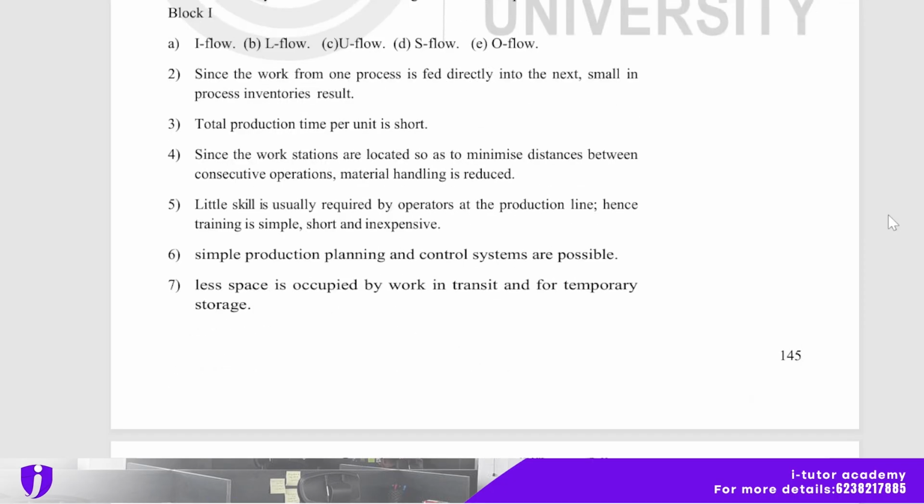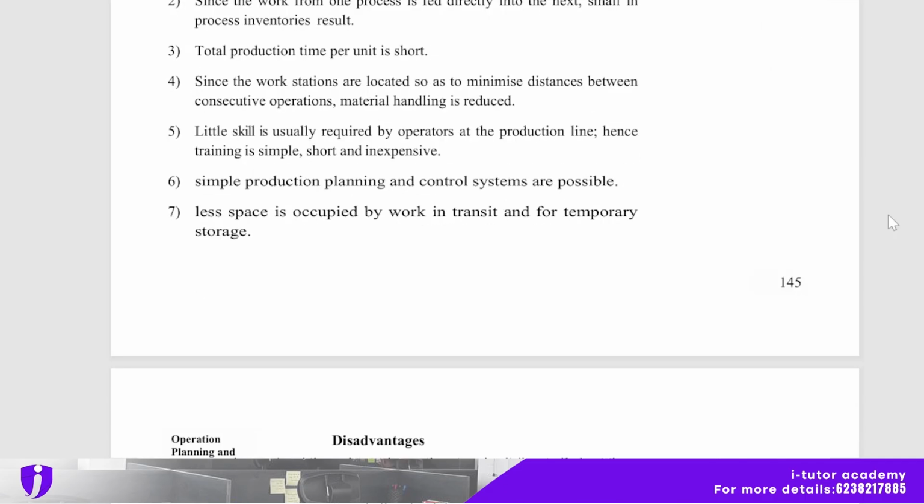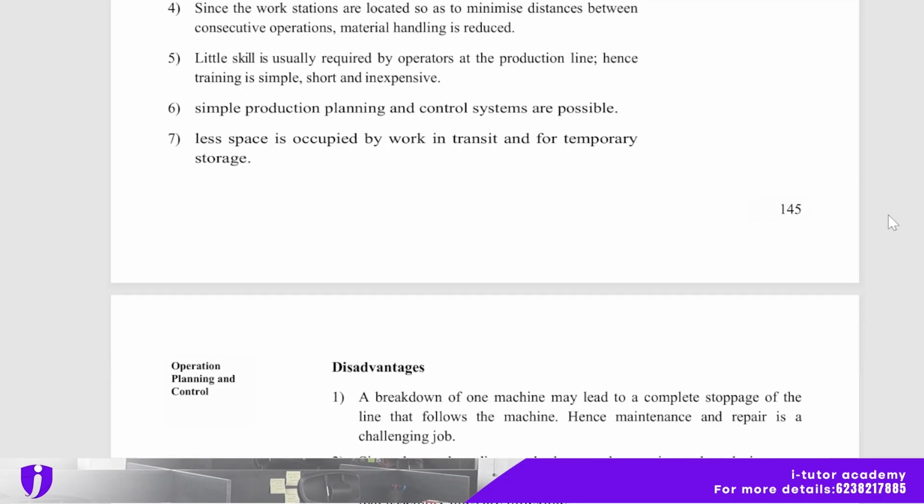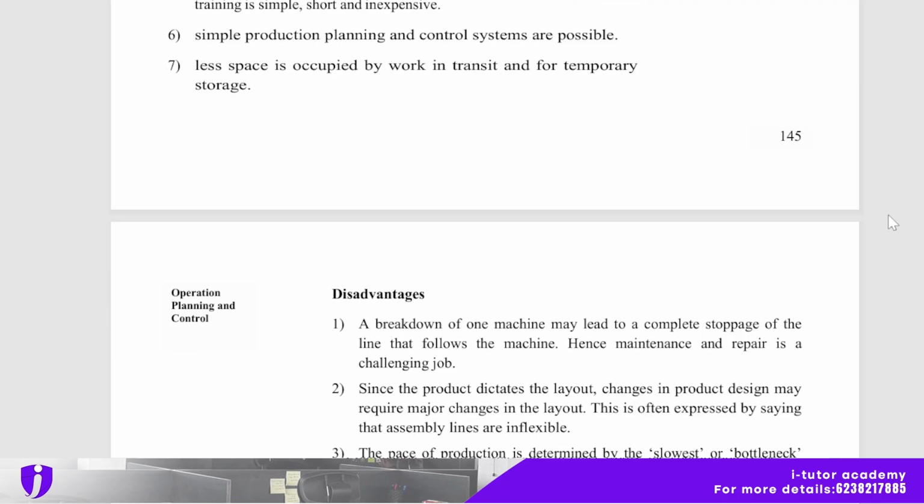Second, since the work from one process is fed directly into the next, small in-process inventories result and total production time per unit is short. Since the workstations are located so as to minimize distance between consecutive operations, material handling is reduced. Little skill is usually required by operators at the production line. Hence, training is simple, short, and inexpensive. Simple production planning and control systems are possible, and less space is occupied by work in transit and for temporary short storage.